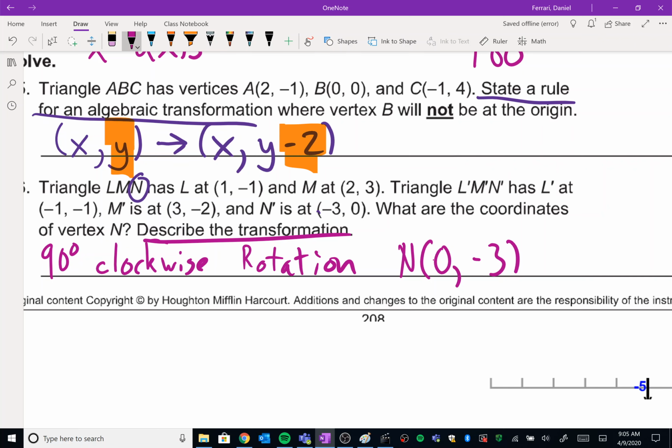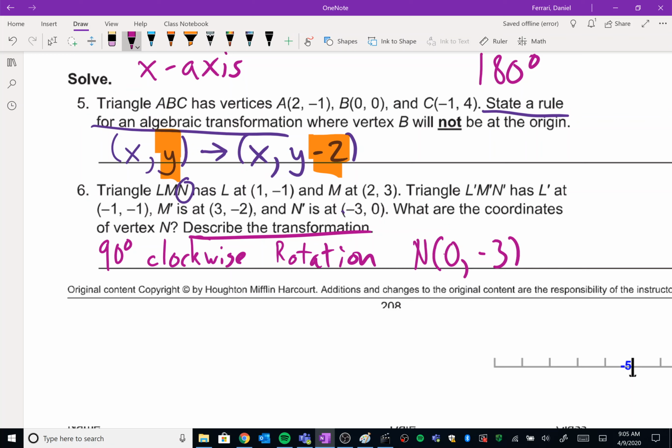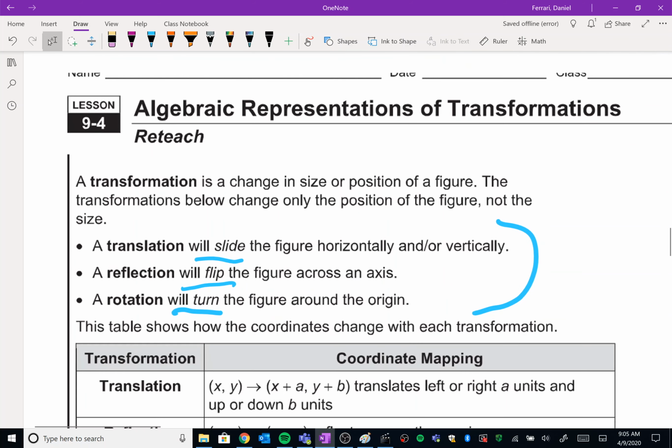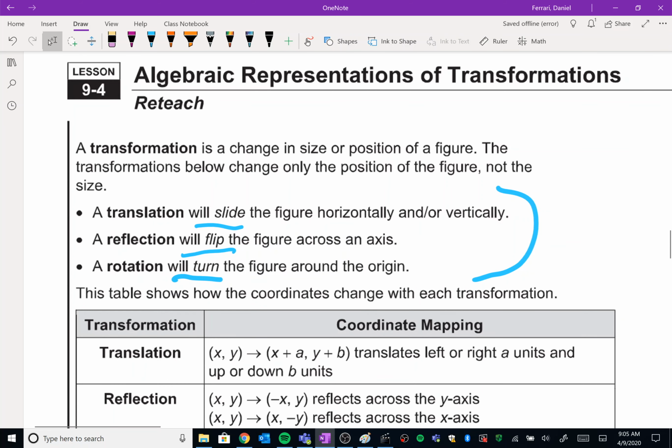So that will do it for the C page. Now, this is the hardest of all the pages, as I said at the start of the video. So when you go back and do A and B, this one should be a little more straightforward now. Use this as your model. First of all, this reteach page is going to be your best friend. It has all the definitions you need, as far as what a translation is, what a reflection is, what a rotation is.